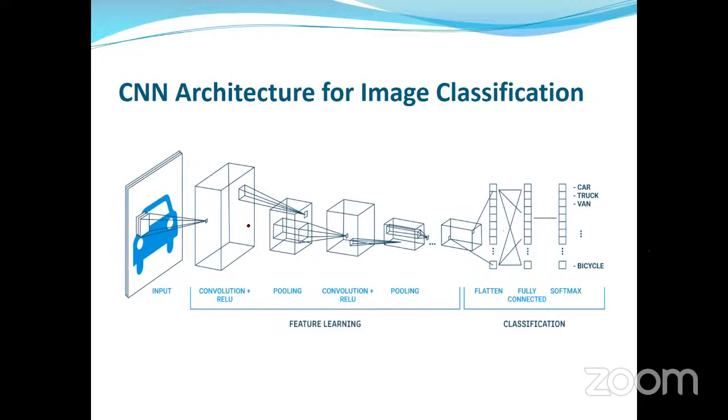We have a car. This is the input here. And the pooling is done. So convolution is also done. Here, the classification is happening. So it is identifying whether this is a car, truck, or van, or it is a bicycle. This is how it works.